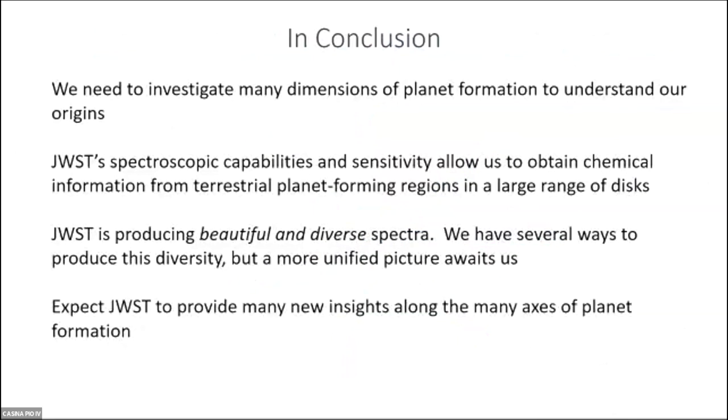So in conclusion, I think we need to investigate many dimensions of planet formation if we want to understand our origins. JWST's spectroscopic capabilities and sensitivity are allowing us to get chemical information from terrestrial planet-forming regions, but in a much wider range of types of environments than we did before. What we've learned most importantly so far is that the spectra are diverse. We do have the scenarios to produce that, but I think we're working towards a more unified picture. So expect a lot of insights on all these axes in the coming years. Thanks.